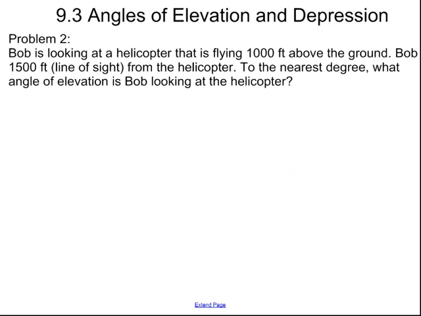Problem 2. This is the last problem we'll try for now until we get to class. Bob is looking at a helicopter that's flying 1,000 feet above the ground. Bob is 1,500 feet line of sight from the helicopter. To the nearest degree, what is the angle of elevation? At what angle of elevation is Bob looking at the helicopter? You probably solved it by the time I got through reading this out to you, but try it now.